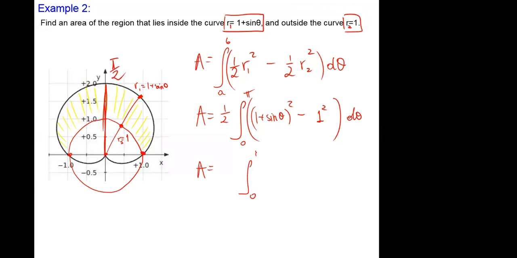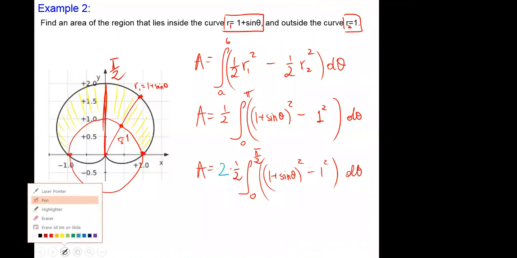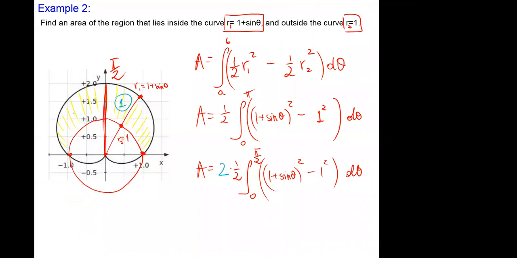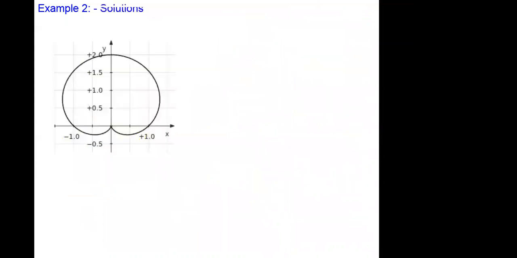Okay, from 0 to 90, longer radius minus shorter radius, of course, squared, and 2 times half. Let me use that for the symmetry. That's the first part, and that's the second part. Of course, again, 1/2 times 2 will be gone, but remember about this. Okay? And that's what we're looking for. Nice and easy.